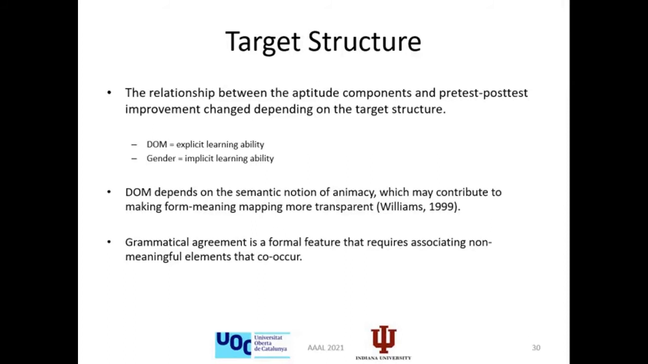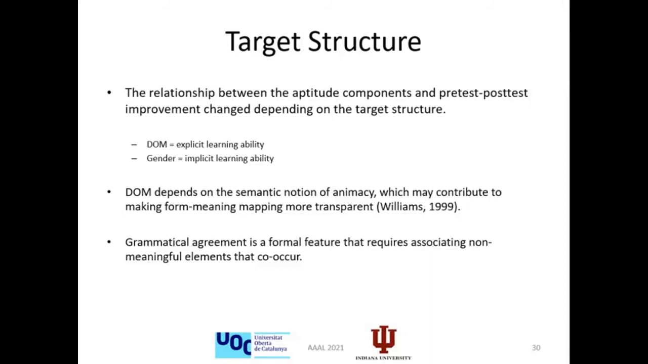Differential object marking depends on the semantic notion of animacy. Animate direct objects are marked with a preposition, whereas inanimate ones are not marked. The fact that the distinction is based on a semantic property of the direct object may have contributed to making form meaning mapping more transparent. And it could be that learners with higher explicit learning ability, with their higher analytical ability, could have taken more advantage of this more salient target form.